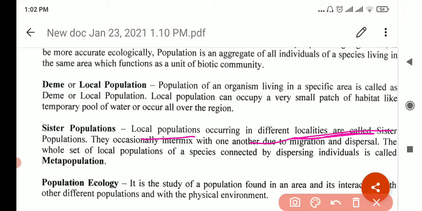It's not that it's in the same locality. If I tell you, girls, come, I'm waiting for you in Dhankiti, you cannot say, miss, is it okay if I meet you in Laimu? I'm already in Dhankiti, you have to come to Dhankiti only. So they should occur in different localities. Then, let me continue. Sister populations occasionally intermix with one another due to migration and dispersal.